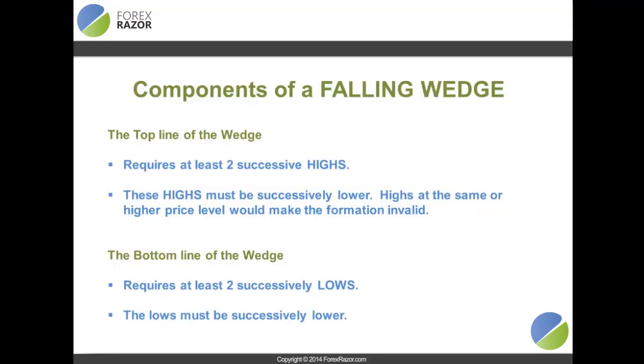Then we have the bottom line of the wedge. This is formed by joining at least two successive lows in the series of peaks and troughs. These lows must be successively falling and would be associated with a fading volume during the formation of the pattern.